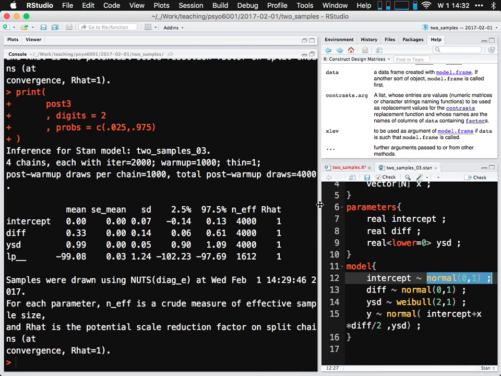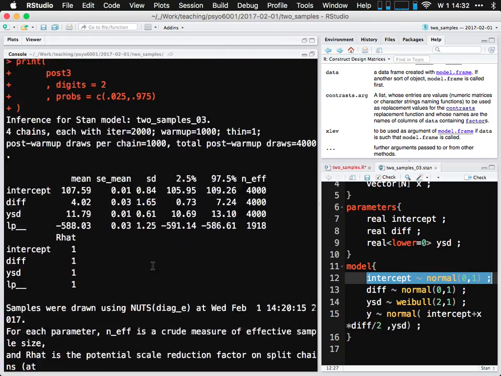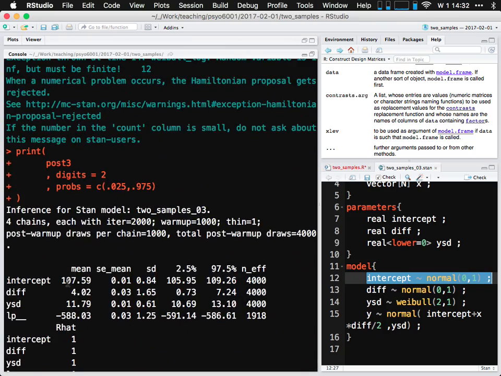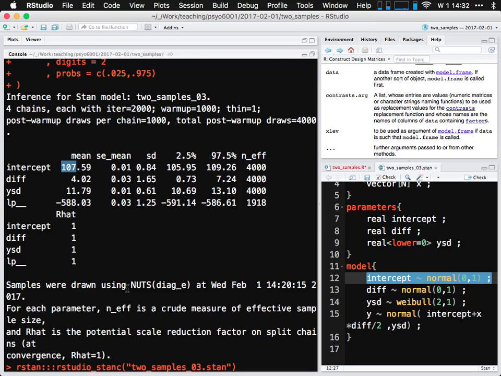Because the mean of those IQs was altogether a little over 100. So that's what I was saying. This prior centered on 0 given scaled data actually reflects a prior centered on about 107 in the unscaled data.